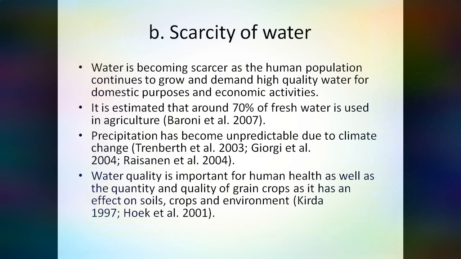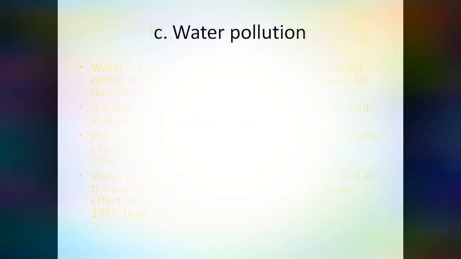Water quality is also important for human health as well as the quantity and quality of grain crops. It has an effect on soils, crops and environment. तो वाटर की जो क्वालिटी है वो ना सिर्फ इंसान की सेहत के लिए इम्पोर्टेंट है बल्कि एक साफ पानी एग्रीकल्चर के लिए भी, grain crops के लिए उतना ही जरूरी है. अगर पानी contaminated होगा तो हमारी जो crops हैं वो भी contaminated होंगी.